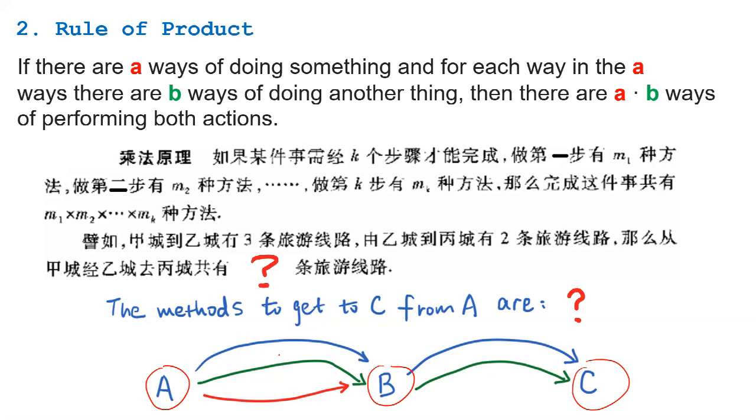Okay, according to the rule of product, to finish the whole task, there are 2 steps, right? First step is from A to B. Next step is from B to C. So there are 2 steps. The first step, we have 3 different ways. Second step, we have 2 different ways to finish. So according to the rule of product, we need to multiply these 2 numbers. And this gives us the total number of ways we can complete this task, right? Which is 6. So there are 6 different ways in total we can get from A to C, right? Any questions?